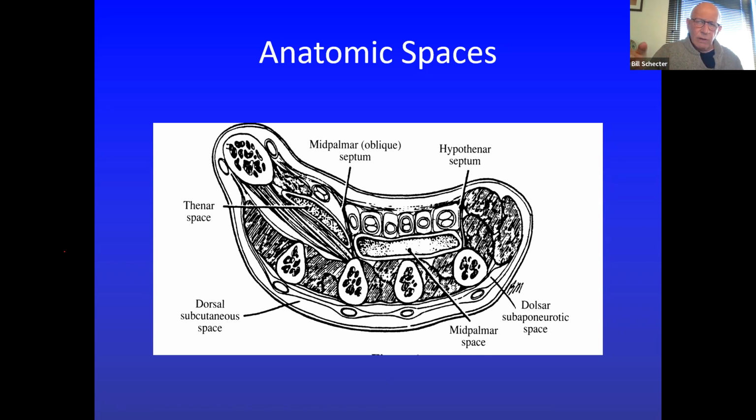But I usually was not managing big abscesses in these spaces. However, I imagine that many of your patients will show up late, and so I think it's a good idea to be aware of these spaces. So one common place is the mid-palmar space that was described by Kanavel.